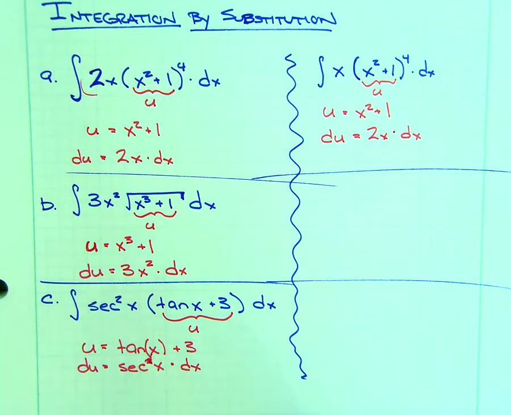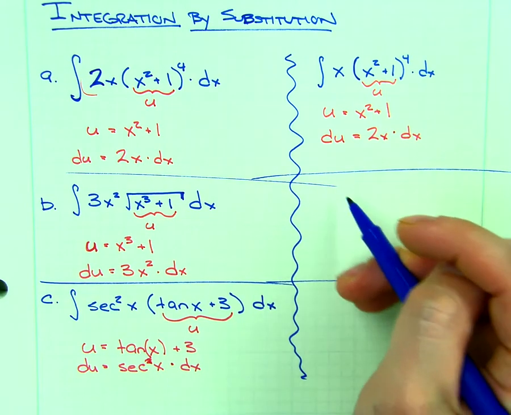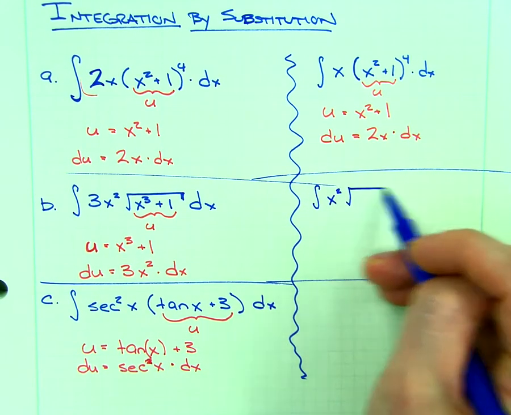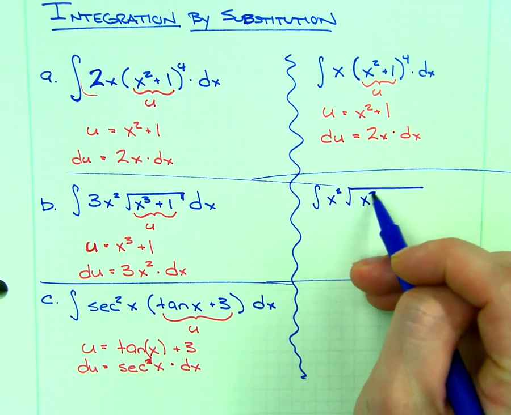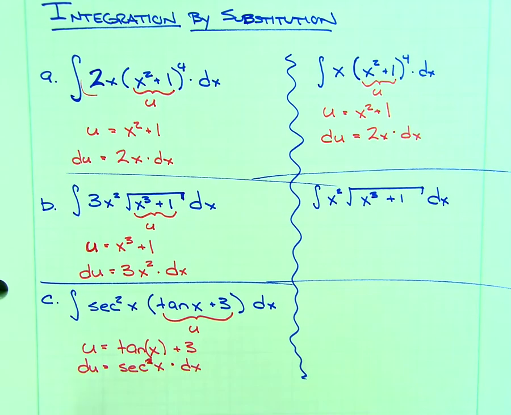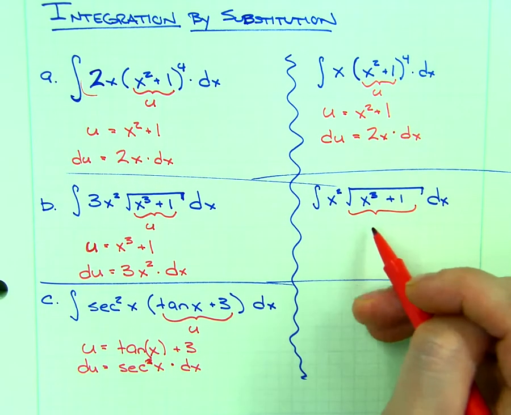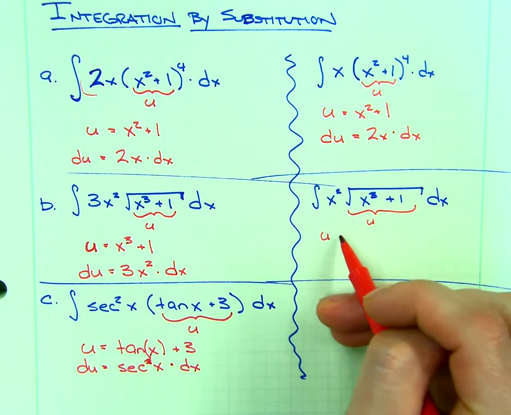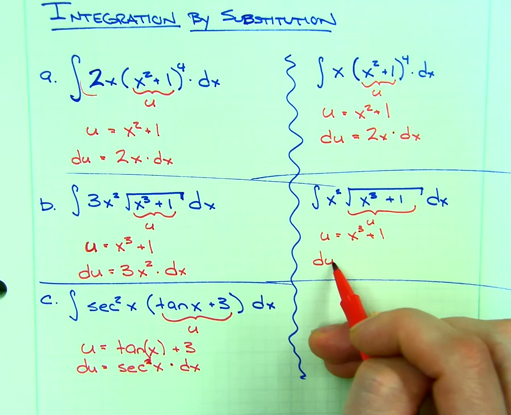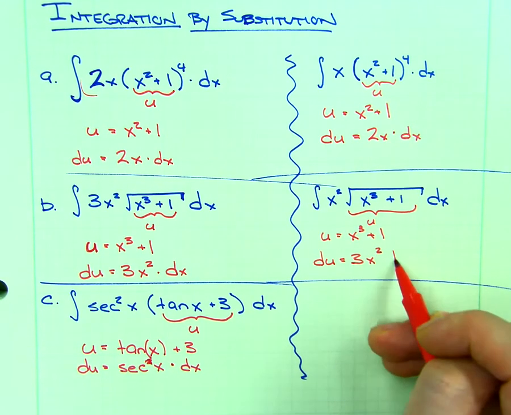Now let's do the same thing with this guy. Okay, so I'm just going to alter it a little bit. Instead of 3x squared times a quantity, it's just going to be x squared times the square root of x cubed plus 1 dx. And hopefully you guys are a step ahead of me by now. So my u is going to be the same. It's going to be x cubed plus 1. du is also going to be the same, right? So this is going to be 3x squared dx.